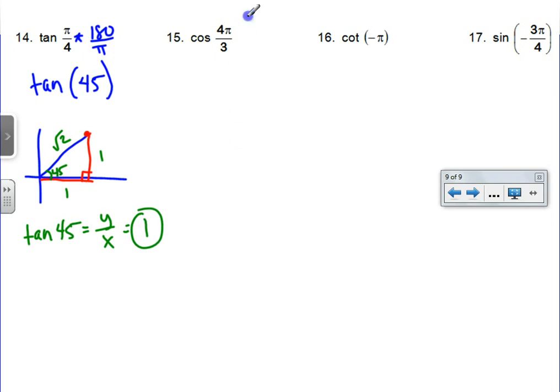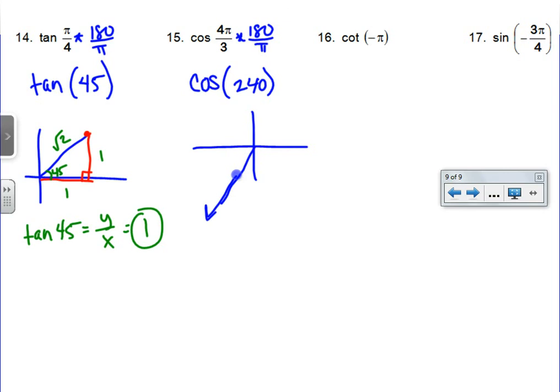Okay, 4 pi over 3, I don't know what that is. So we're going to multiply by 180 over pi on our calculator. Pi's cancel. What's 4 times 180 divided by 3? 240. Okay, we need to draw ourselves a little picture. This is 180, this is 270, so I think 240 is backed off of 270 a little bit, so like right here. Wish I could draw a straight line today.